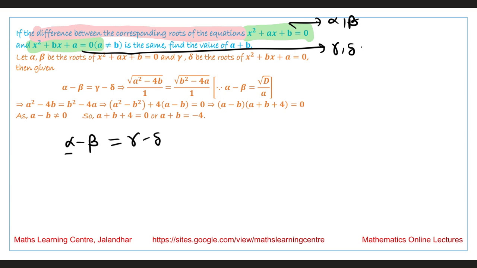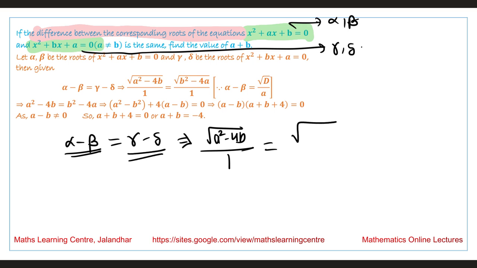And we know that the formula for the difference of roots is square root d by a. So square root of a square minus 4b by 1 is equal to square root of b square minus 4a by 1. If we solve these equations, we obtain a square minus 4b is equal to b square minus 4a.